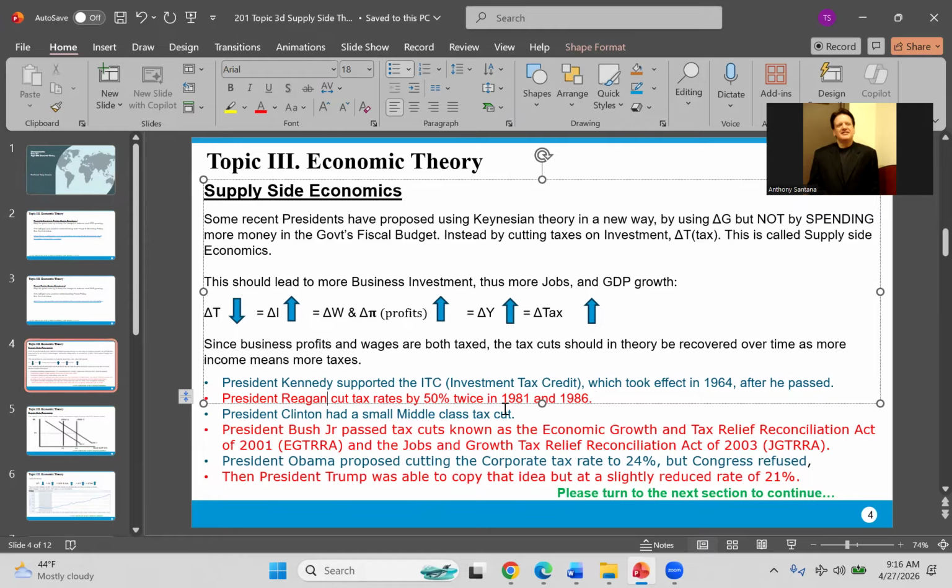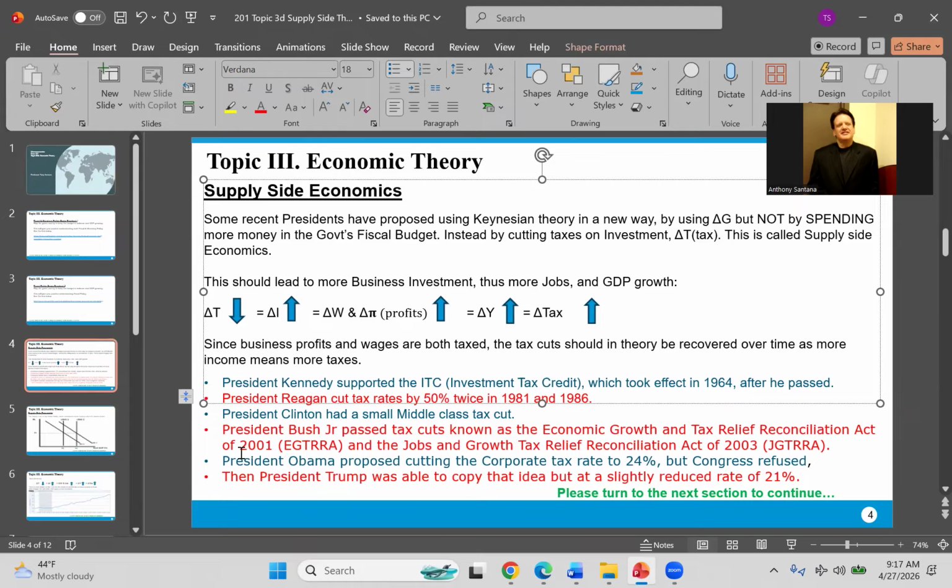Then President Clinton had a small middle-class tax cut. Again, the Democrats don't tend to give big tax cuts because they like to have a lot of government spending, more so. So they give smaller tax cuts. But it's still the same idea. Now, President Bush Jr., Baby Bush, he passed tax cuts in 2001 and then again in 2003.